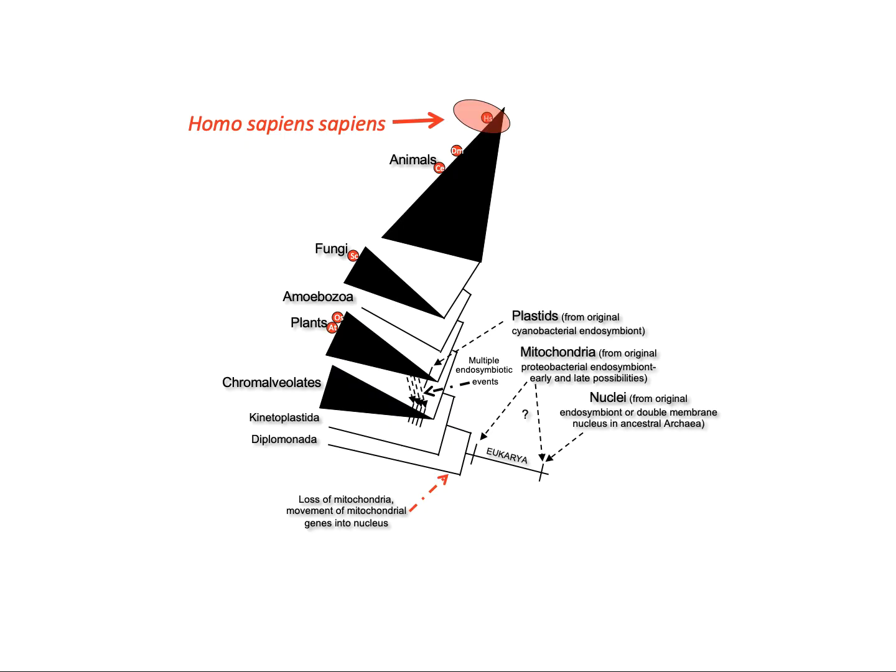So on this general phylogram, Homo sapiens is out here. We've already talked about a couple of animals. One was Caenorhabditis elegans and the other was Drosophila melanogaster, and then we talked about Saccharomyces and the fungi and a couple of plants back here.